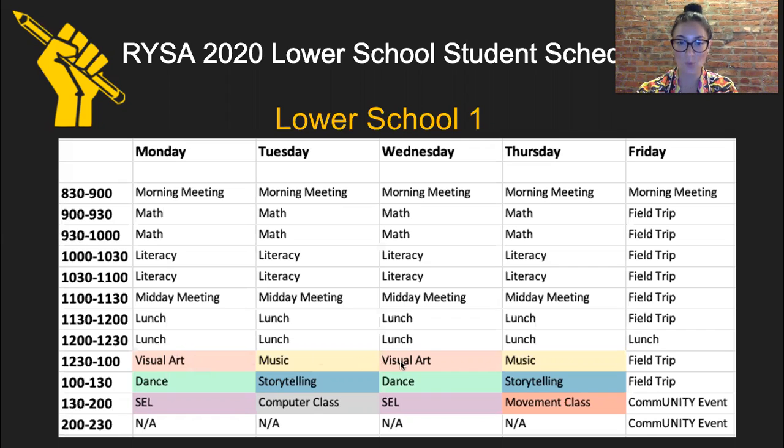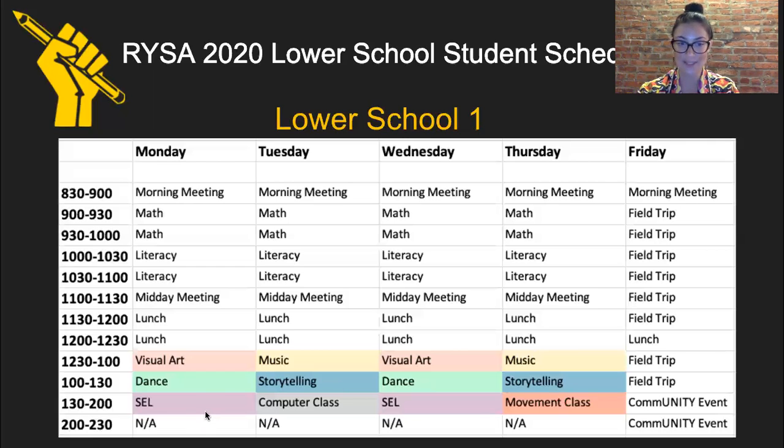On Mondays and Wednesdays, they will have visual arts class from 12:30 until 1. On Tuesdays and Thursdays, they will have music from 12:30 until 1. On Mondays and Wednesdays, Lower School 1 will have dance class from 1 to 1:30. And on Tuesdays and Thursdays, they will have storytelling from 1 until 1:30.